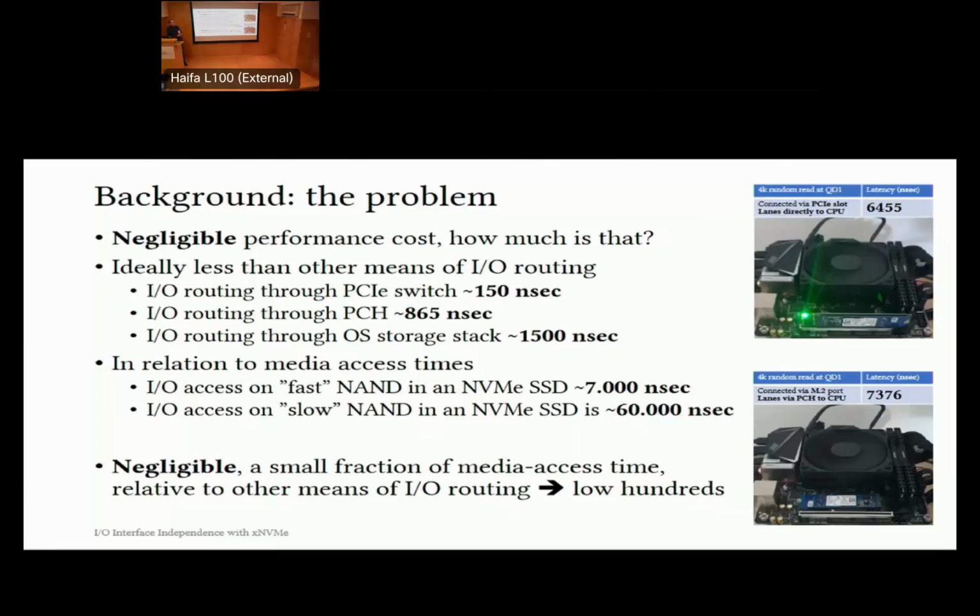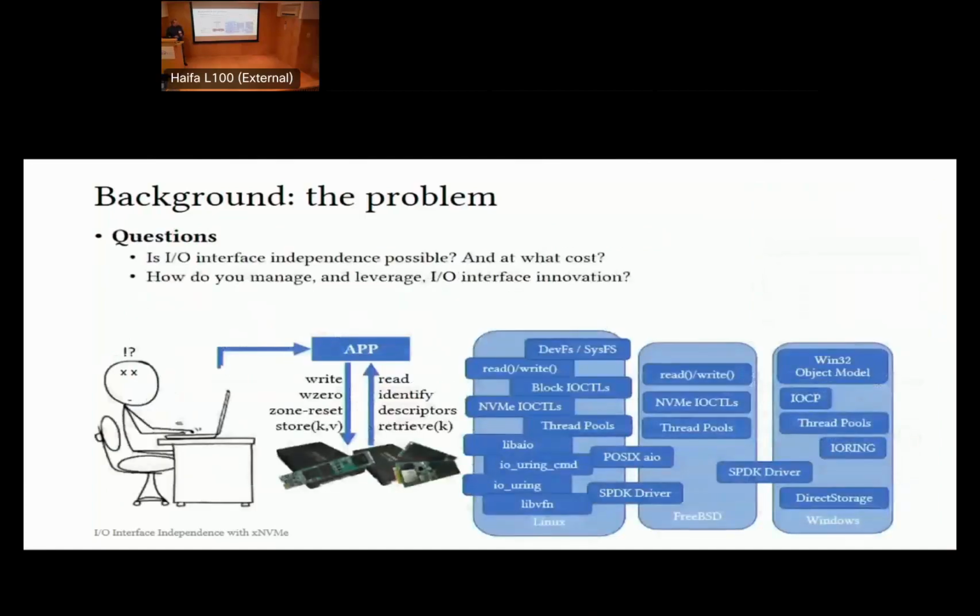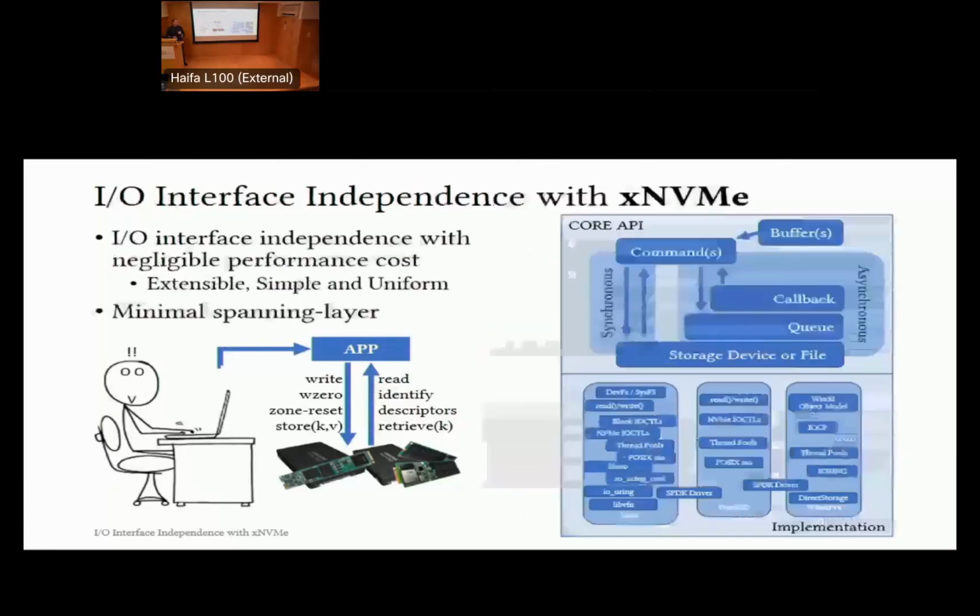All right, so coming back to these questions: is I/O interface independence possible, what is the cost, and how do you manage and leverage all of these changes going on both on the device side and the software side for accessing your device? Well, that is where our answer is xNVMe. The idea of this project is to create a minimum spanning layer, having the minimum amount of software components to describe the stuff that you want to do. And the things are expressing commands, sending them to the device in a synchronous fashion, as well as in a non-blocking async mode. And it should encapsulate all of this. So that's what we set out to do.